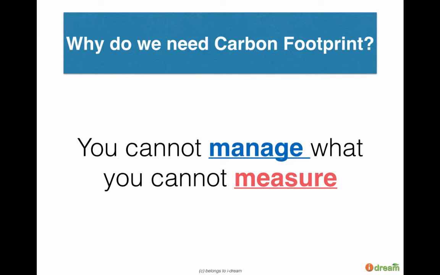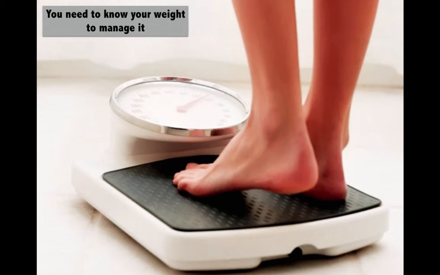After having understood what carbon footprint really means, it brings us to a more fundamental question. Why do we really need it? Here's a very simple philosophy. To be able to manage something, you need to first measure it and know how much of it is really affecting us or the world around us. It is just like if you want to reduce your weight, you need to first know how much you are actually weighing. Only then can you make a much more logical plan to reduce your weight.